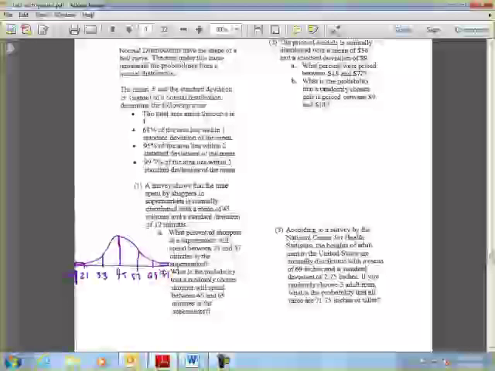Then, in part A, it asks us what percent are going to be between 33 and 57. So 33 and 57, when we look at our graph, are one standard deviation away on each side. So what percent are supposed to be within one standard deviation? 68%. So 68% of shoppers spend between 33 and 57 minutes in the store.